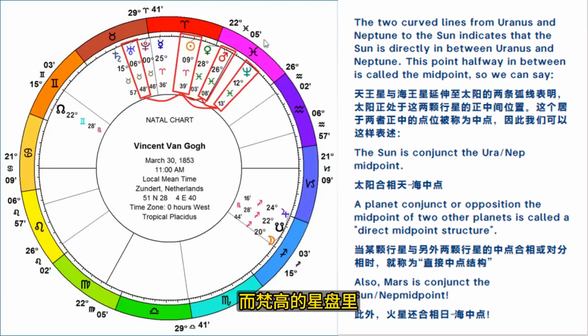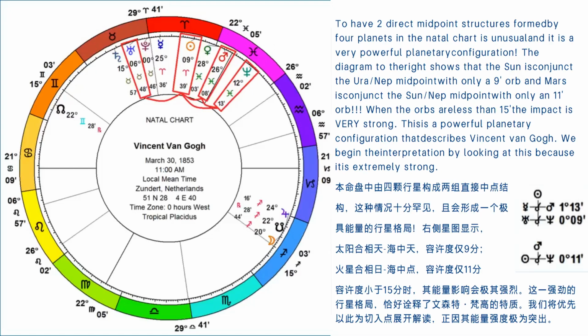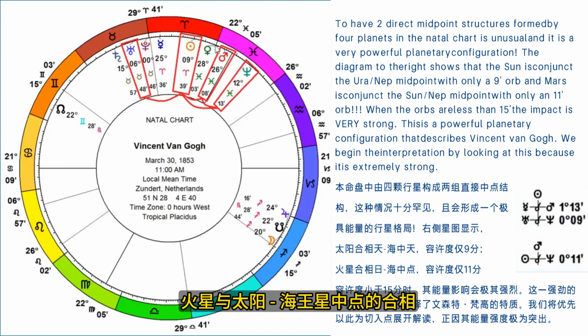Now, Van Gogh has something amazing. Not only is the Sun conjunct the Uranus-Neptune midpoint, but Mars is conjunct the Sun-Neptune midpoint. You see that? It's really extraordinary, because he has one planet at the midpoint of two others. Then you take one of those sides, the Sun-Neptune side of this midpoint structure, and there's a planet conjunct that midpoint. And it also has a small orb. Mars is conjunct the Sun-Neptune midpoint with an 11-minute orb.